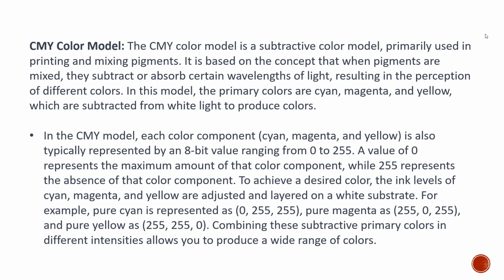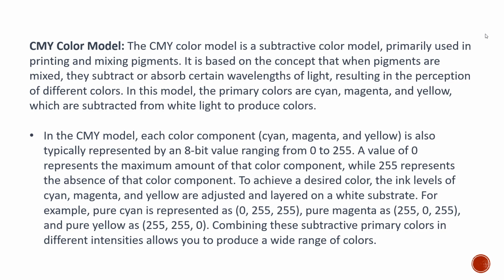CMY color model. The CMY color model is a subtractive color model primarily used in printing and mixing pigments. It is based on the concept that when pigments are mixed, they subtract or absorb certain wavelengths of light, resulting in the perception of different colors. In this model, the primary colors are cyan, magenta, and yellow, which are subtracted from white light to produce colors.